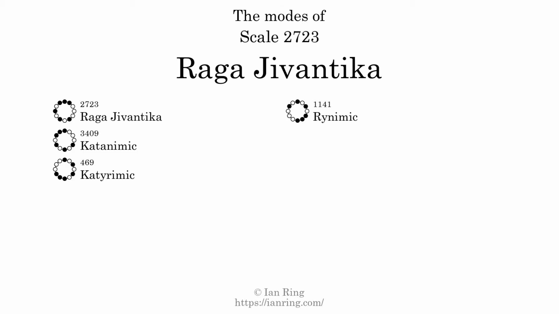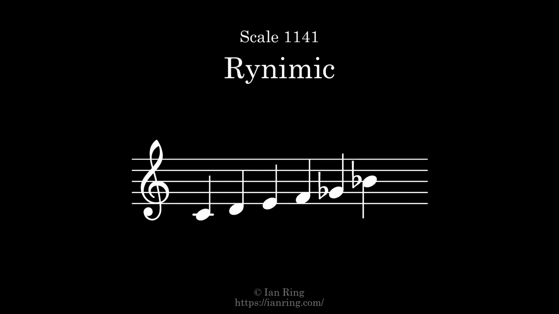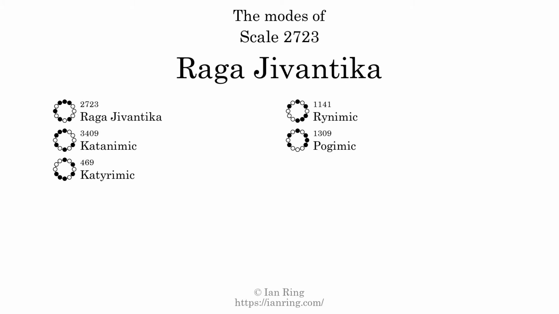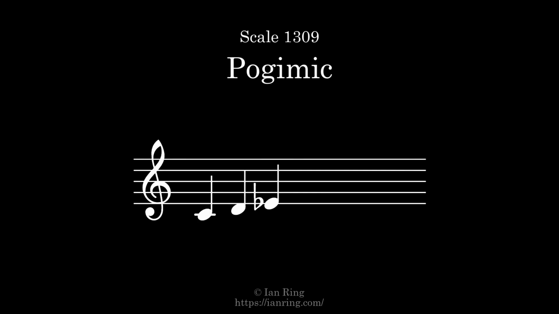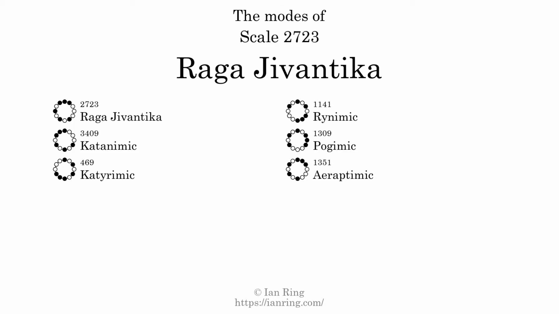The fourth mode is scale 1141, also known as rhythmic. It sounds like this. The fifth mode is scale 1309, also known as pagymic. It sounds like this. The sixth and last mode is scale 1351. Also known as eruptimic. It sounds like this.